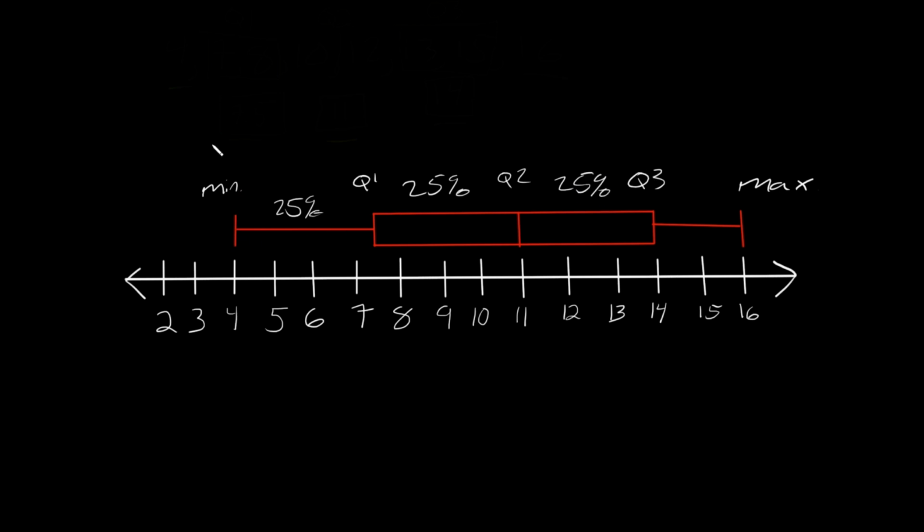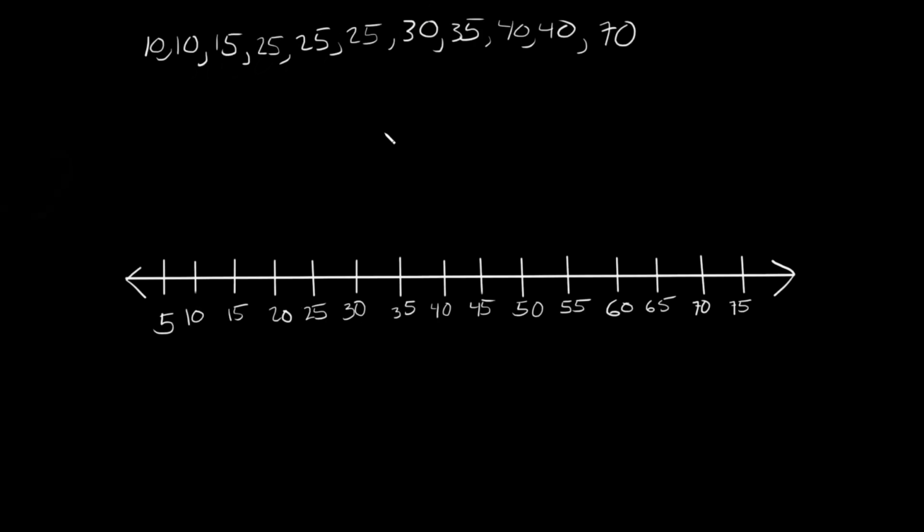And we could refer to the minimum as Q0 and the maximum as Q4, which we don't typically do, but it helps us conceptually understand where the data lies. And because of that, box and whisker plots are a good way to understand the distribution of a data set, and that's why they're commonly used in statistics and the rest of the world.